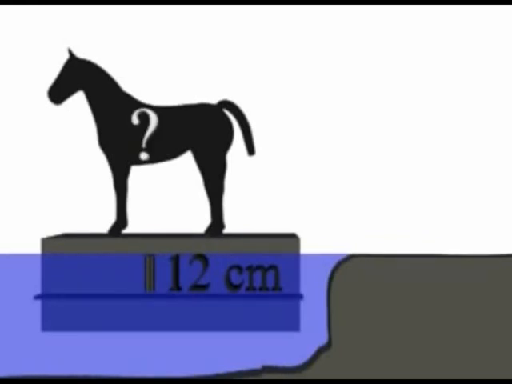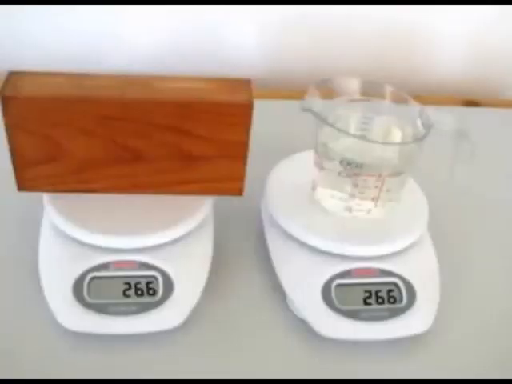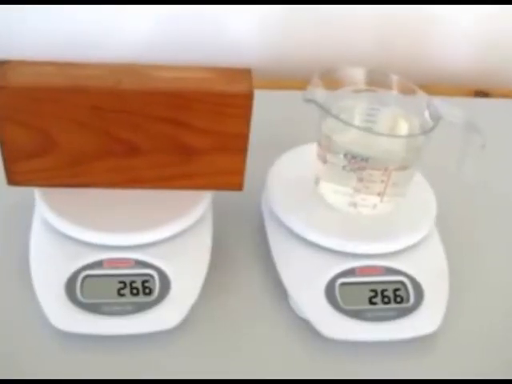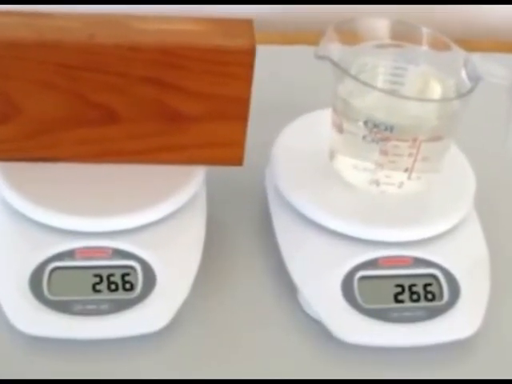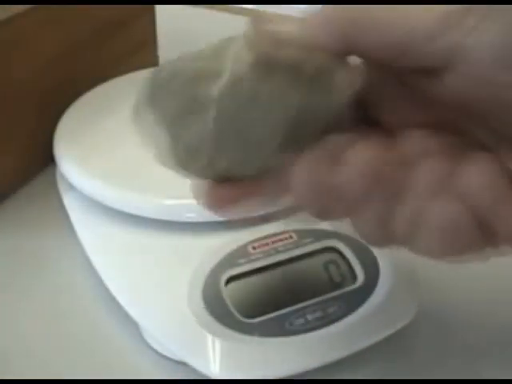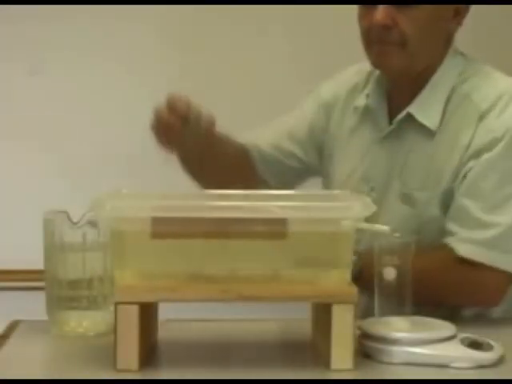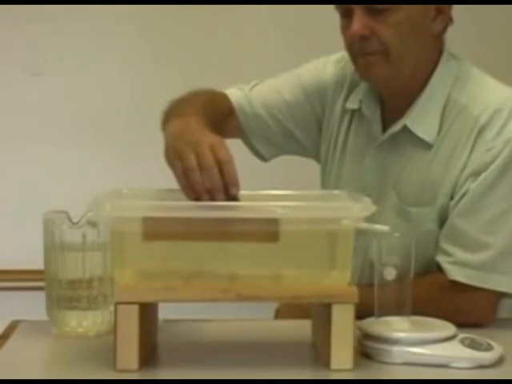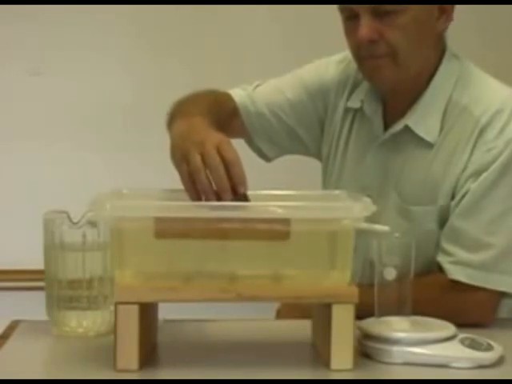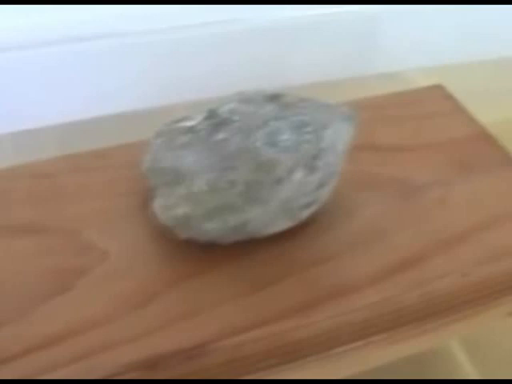Solving this problem needs us to think of the experiment we did earlier. We noted that the floating object displaced its own weight of the water. What happens if I add a weight to this floating block, like this 126-gram stone? The wooden block sinks further, displacing more water.